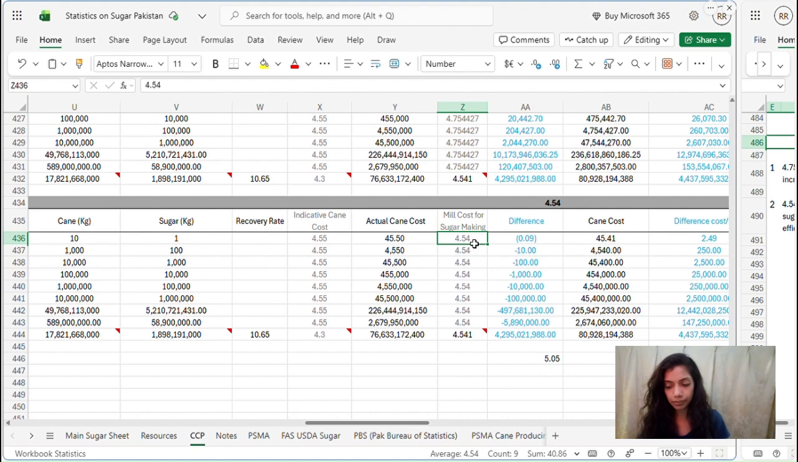Let's say it's 5.05 here. So this number will not change, because we are going to multiply it with 9 here. So this number is going to be the same, but the quantity of cane will change, and so does the price.